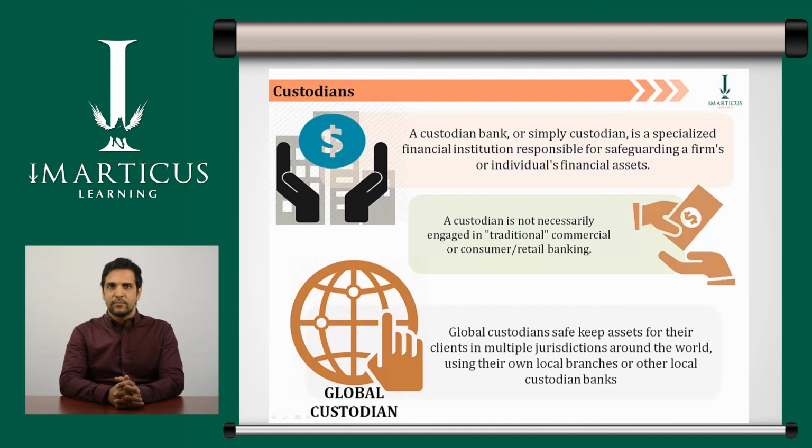This is done by using their local branches or other local custodians with which they have contracted to be in their global network to hold accounts for the respective clients. Assets held in such a manner are typically owned by larger institutional firms.